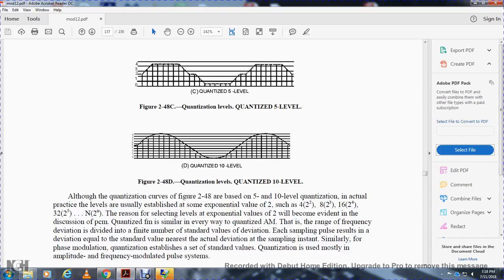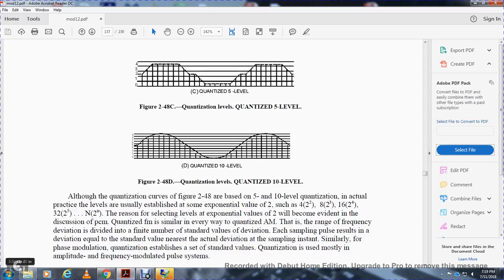Although the quantization curves of figure 248 are based on 5 and 10 levels, in practice the number of levels is usually some exponential value of 2, such as 2 squared, 2 to the third, 2 to the fourth, 2 to the fifth, or 2 to the nth. The exponential level values of 2 will become evident in the discussion of pulse code modulation. Quantized frequency modulation is similar to amplitude analog modulation.